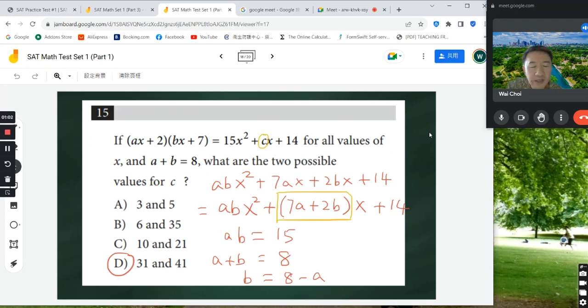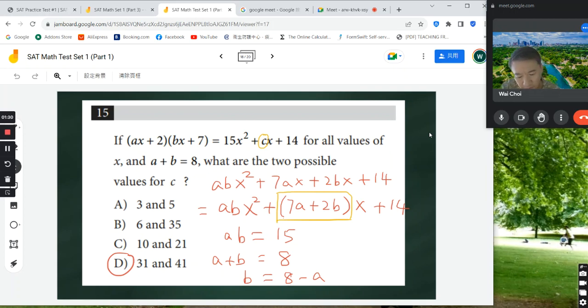Question 15. If (ax + 2)(bx + 7), so this is a product of two binomials, is equal to 15x² + cx + 14 for all values of x, and a + b is equal to 8, what are the two possible values for c? All right, how do we proceed?